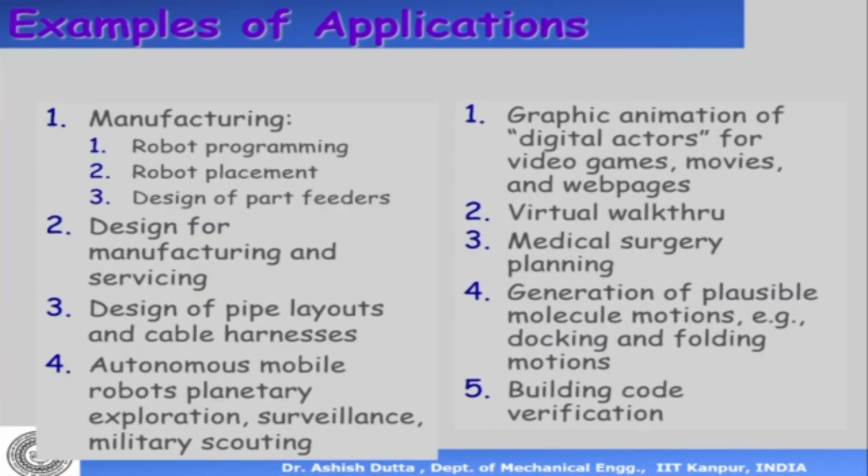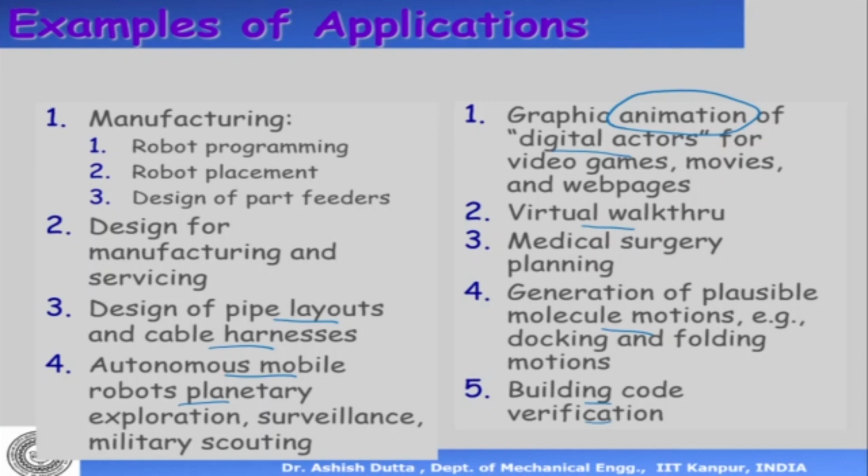Examples of applications: manufacturing, robot programming, robot placement, design of part feeders, design for manufacture and servicing, design of pipe layout, cable harness, autonomous mobile robot, planetary exploration. Okay. Now, it is not only limited to manufacturing, engineering and industry, also things like digital actors, animations, movies, they all have to do some kind of motion planning. As I go along, I'll be giving examples. Okay. Then virtual walkthroughs in buildings, medical surgery, generation of molecular motion in biology. Okay. Then building verification code. This all requires motion planning.